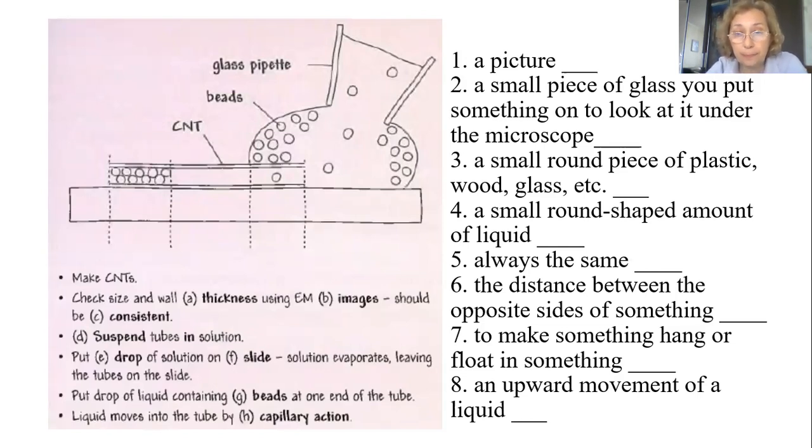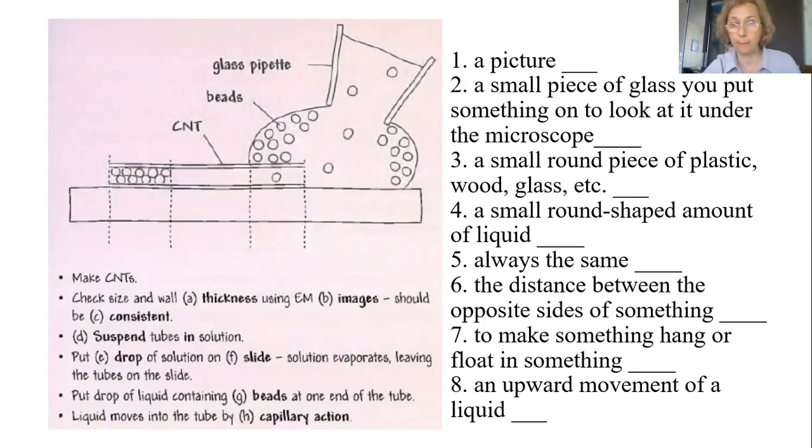Aidana, number 6. The distance between the opposite sides of something. For example, if we have the book, yes, and there is one side, the upper side, and the lower side, and the distance between this is thickness, yes, толщина чего-то. Okay, so the next is Artak.